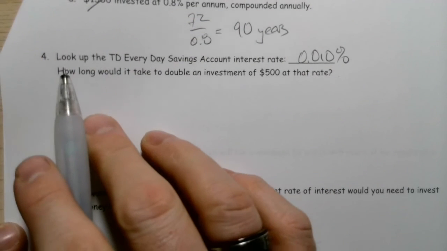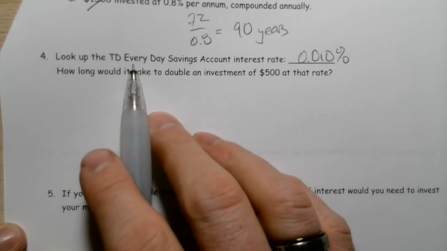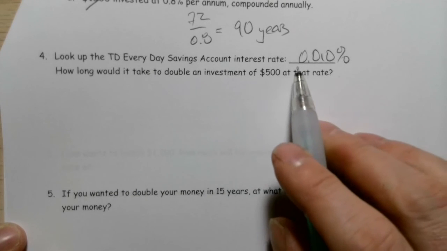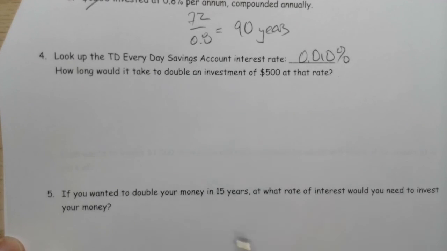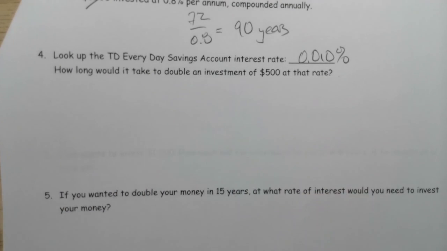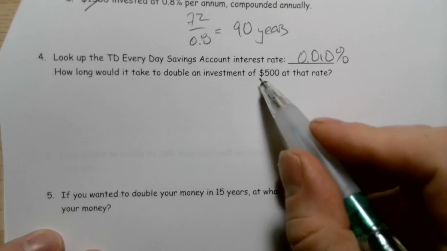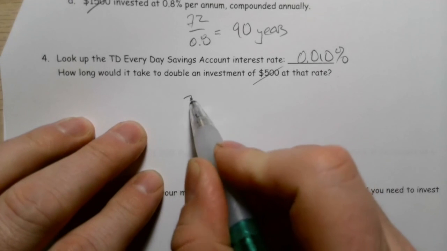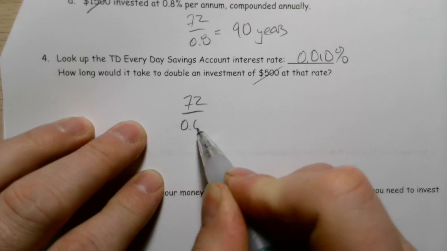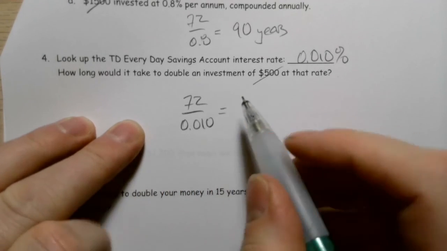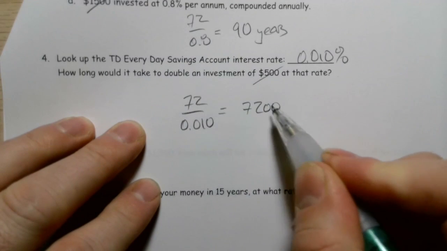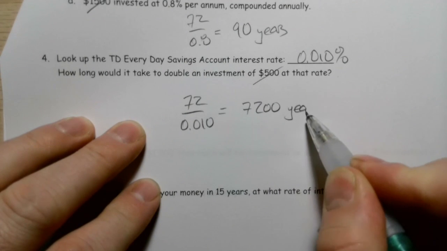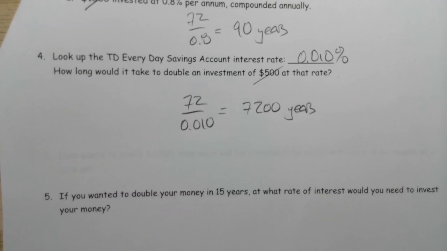All right, hi everybody. So this one says, look up the TD Everyday Savings Account interest rate. I did. It's 0.010%. The question is, how long will it take to double an investment of $500 at that rate? And again, that's not the relevant part. The relevant part is this bit of information right here. And if we take 72 and divide it by 0.010, okay, we are going to get 7,200 years. Okay, well, it's going to take a little while in that savings account to double your money.